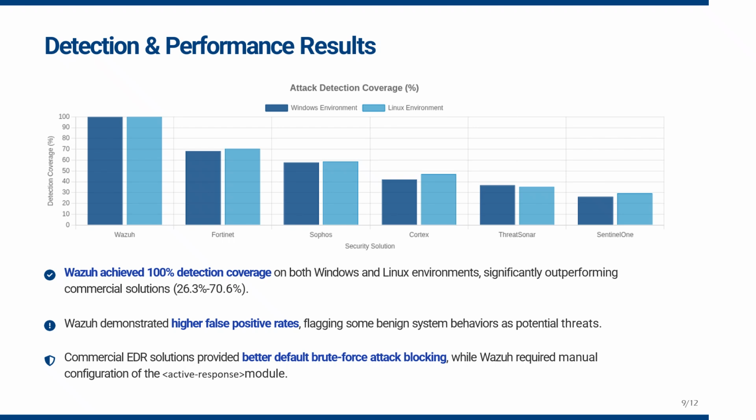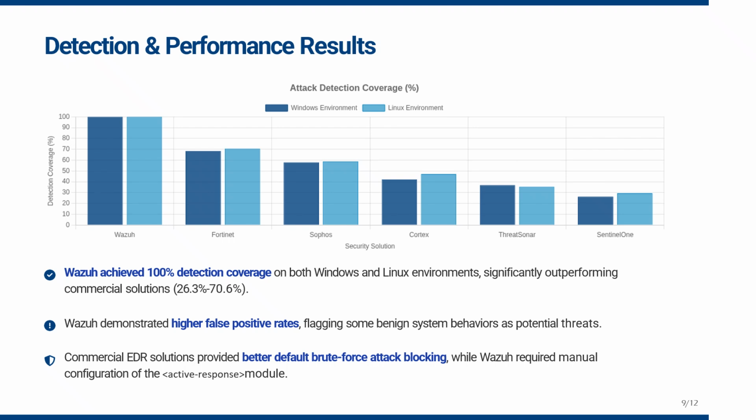However, this superior detection came with trade-offs. Wazuh demonstrated higher false positive rates, flagging some benign system behaviors as potential threats. This highlights the importance of proper tuning and configuration in production deployments. Interestingly, commercial EDR solutions provided better out-of-the-box brute force attack blocking capabilities, while Wazuh required manual configuration of the active response module to achieve similar protection levels.